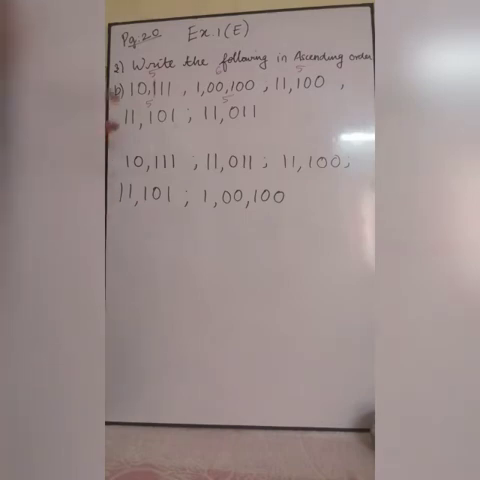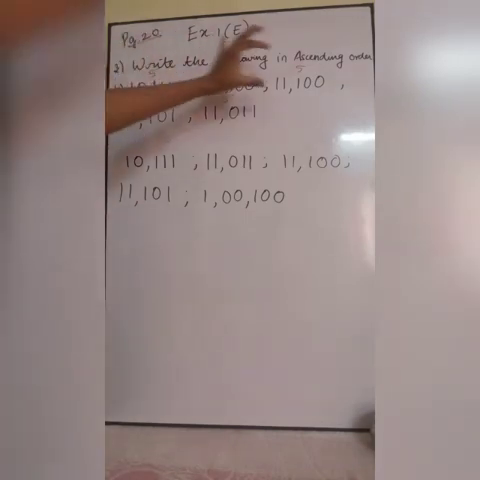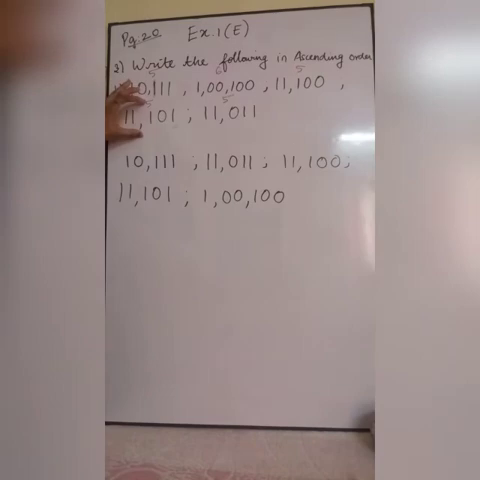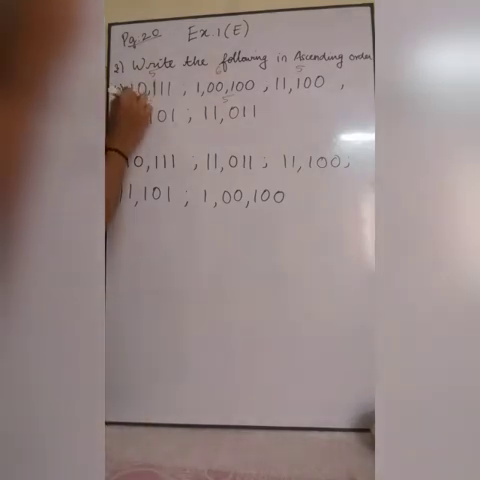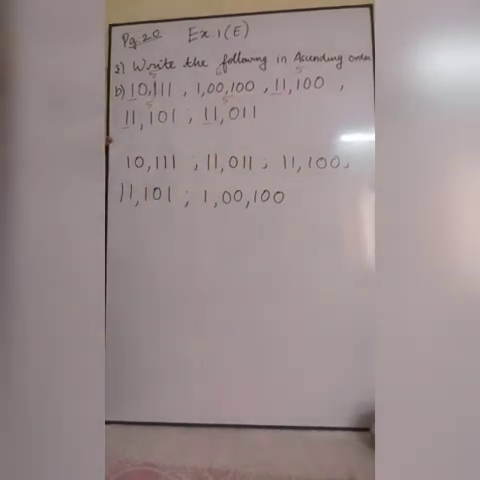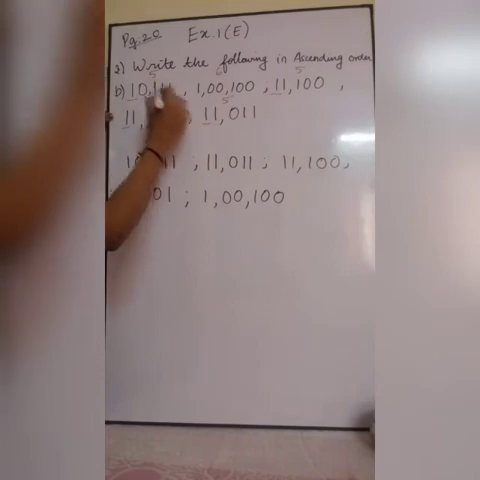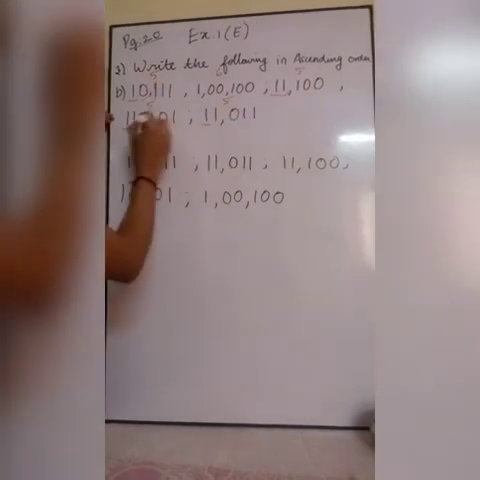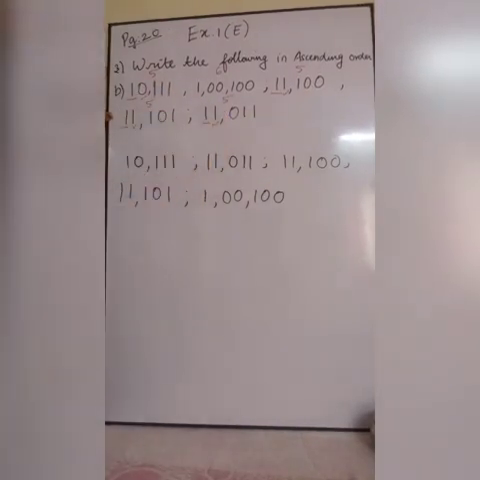Listen carefully. Here 5 digits, here 5 digits, here 5 digits, here also 5 digits. So it is very difficult to compare. So I am just going to compare by seeing the digits. So 1, 1, 1, 1. All are same. Next 0, 1, 1, 1. So in this which is smaller? 0. So I am writing it first.